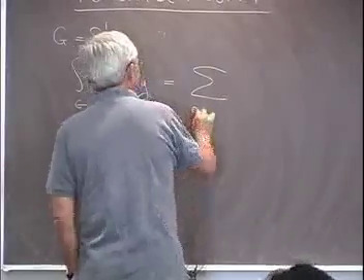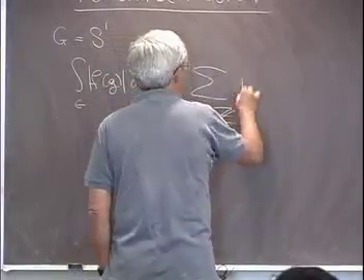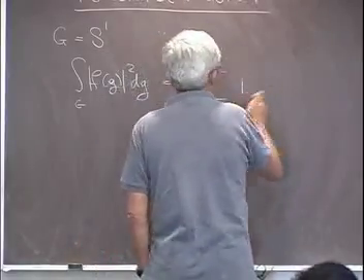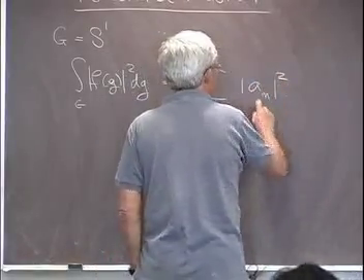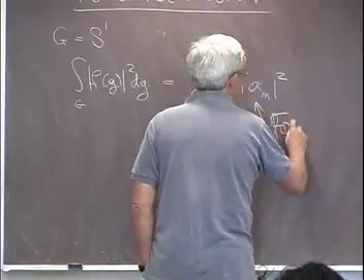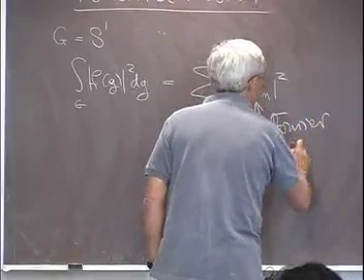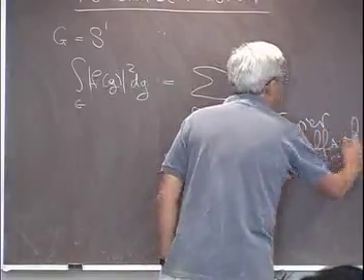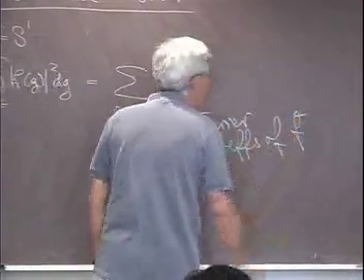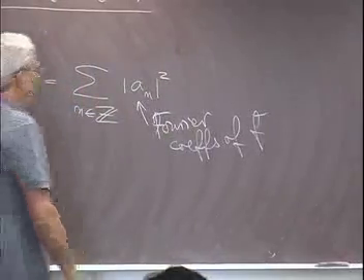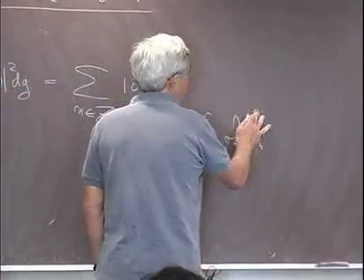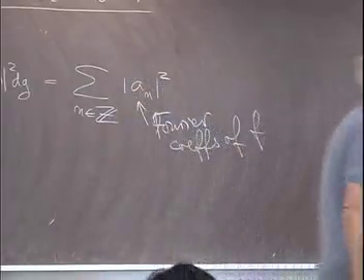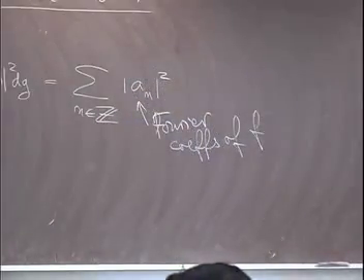So if I plug this in here, I get that this is the sum over n of the squares of the absolute values of a n, where these are the Fourier coefficients of f. So we get the Plancherel theorem for Fourier series. This tells us why this is called the Plancherel theorem.